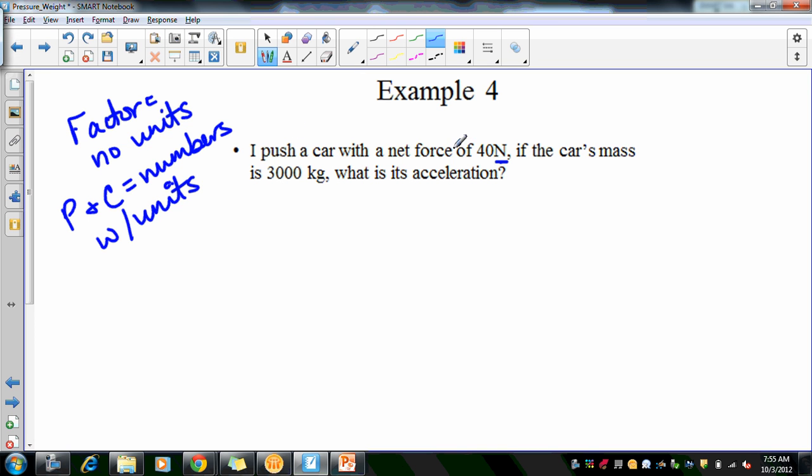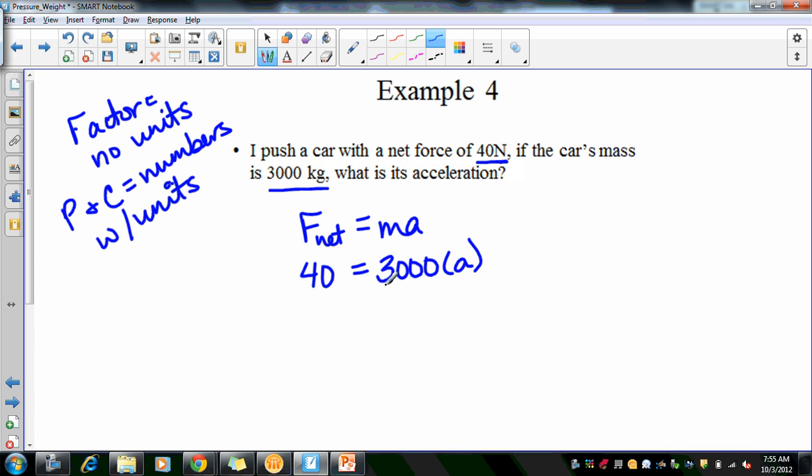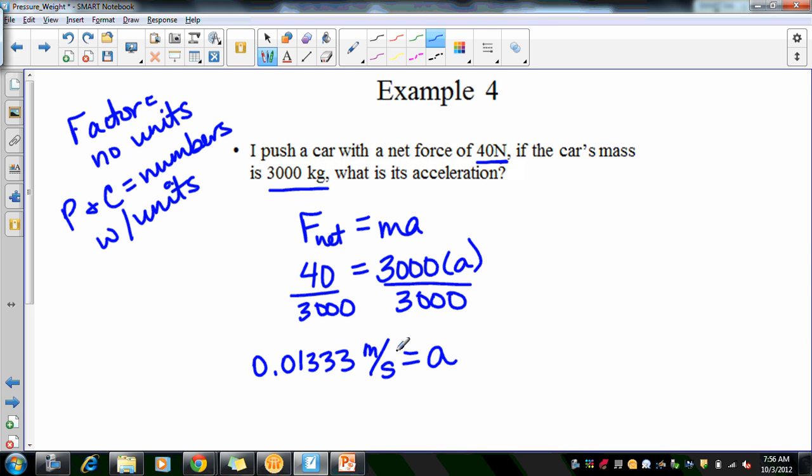So I push a car with a net force of 40 newtons. If the car's mass is 3,000 kilograms, what is its acceleration? So again, use our equation. F net equals ma. This is our force. Force is in newtons. So 40 equals mass, which is 3,000 times a. And so we're going to divide by 3,000. And so our acceleration will be 0.01333 meters per second squared.